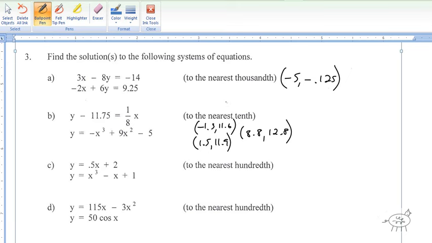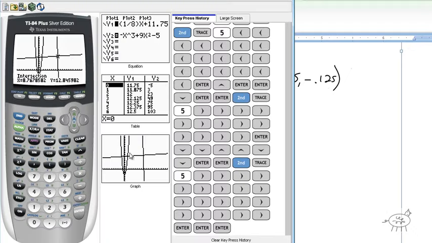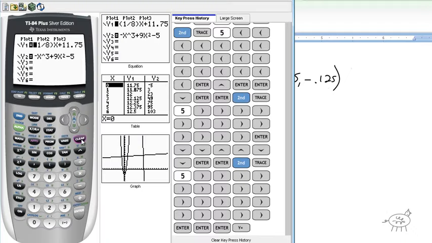Okay, let's do the next one here. Get y equals, clear these out.